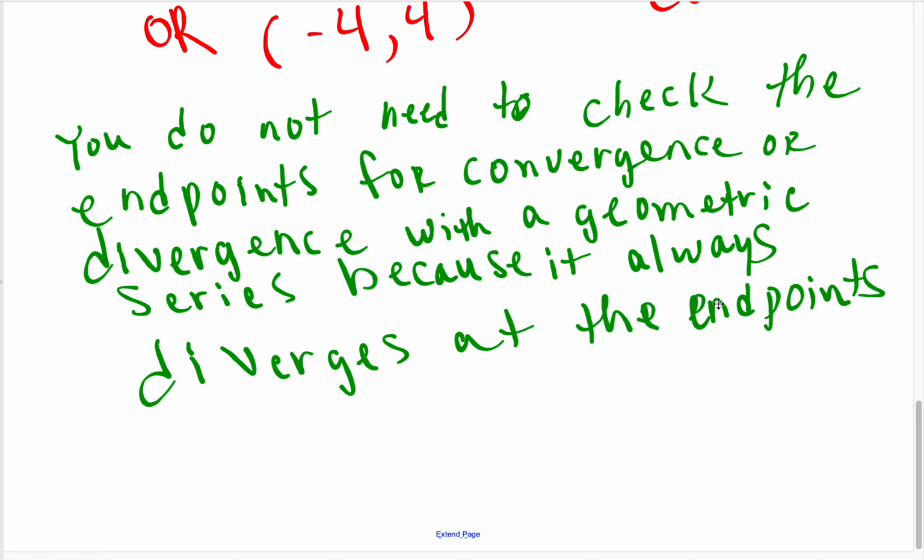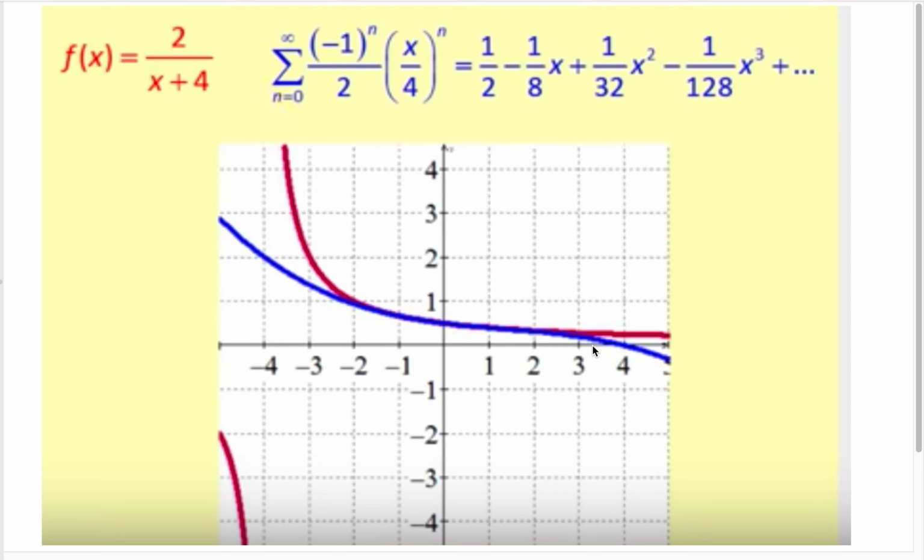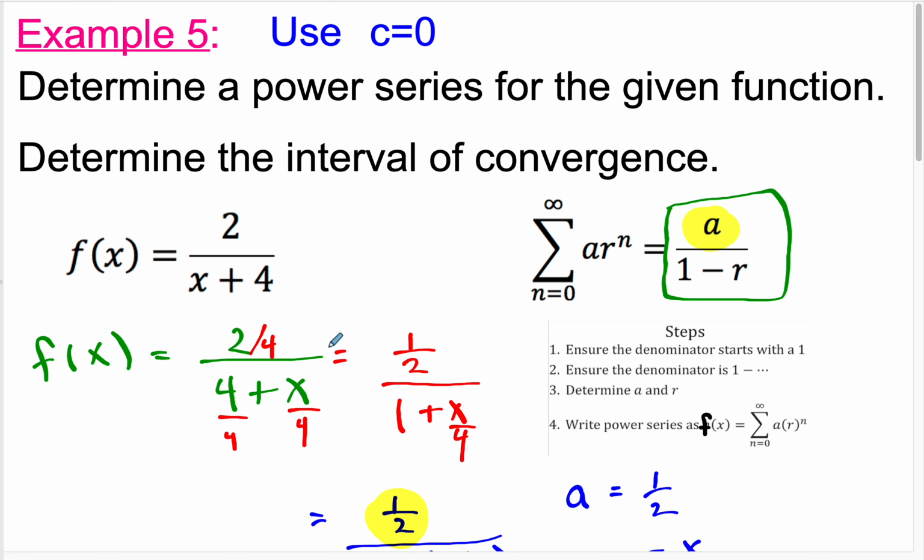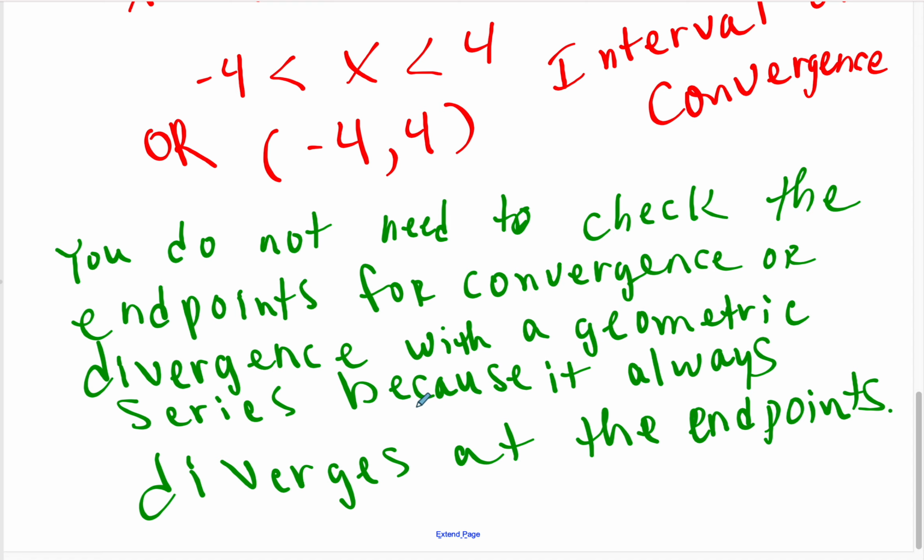That's a nice thing. Makes it a lot easier. You don't have to test the endpoints. And you can see the picture here. At both of the endpoints here, it's diverging, and they're not near each other. And so therefore we know that we're not going to include the endpoints in our interval of convergence.